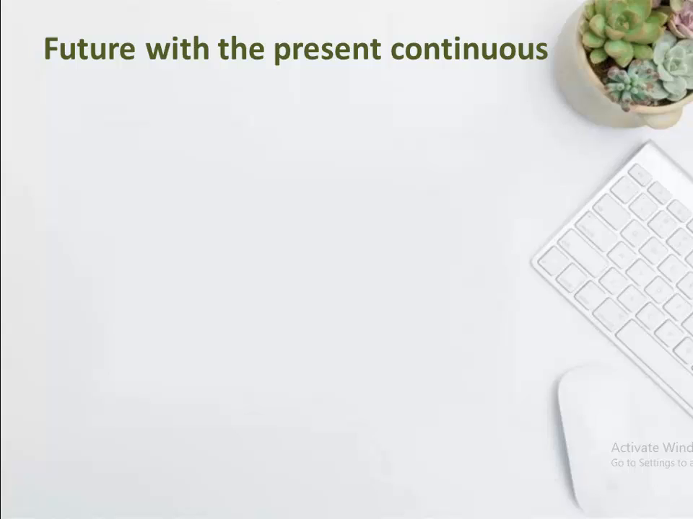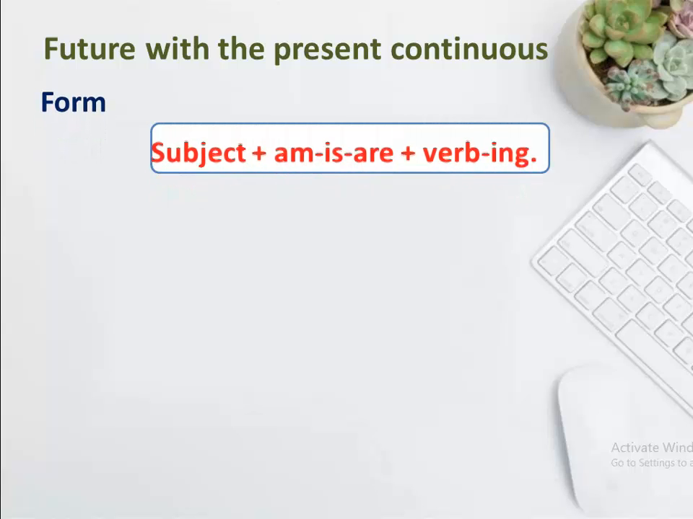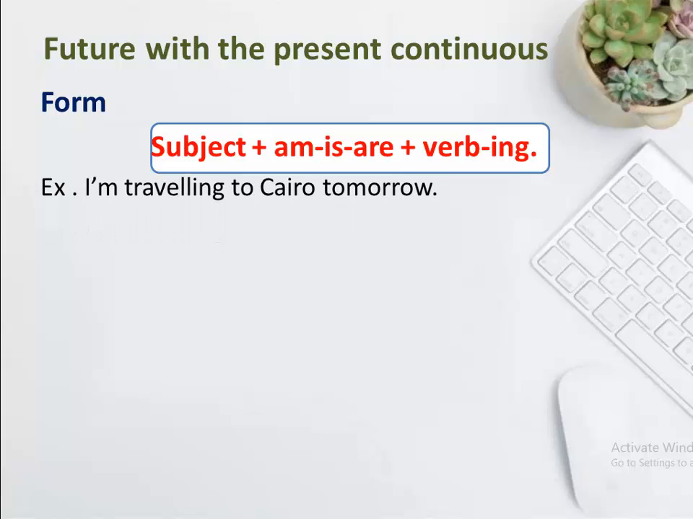The third form of the future: the future with the present continuous. The present continuous, we form it using subject plus am, is, are plus the verb plus ing. For example, I am traveling to Cairo tomorrow. Not I am going to travel, I am traveling.